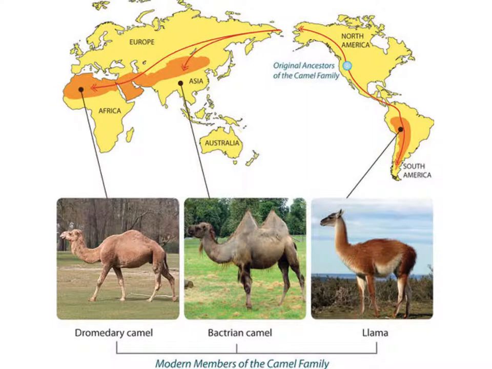So this is what we mean. The ancient ancestor lived in North America, right here, and they migrated all over the world, and we can find versions of the camel in these parts of the world, but we call them different things. This is the camel in Africa. This is the camel we find in Asia, and the llama is also a descendant of the camel, which is the one that we find in South America.